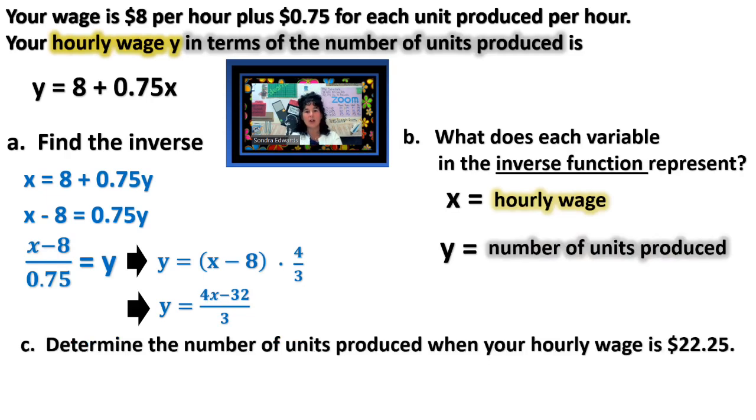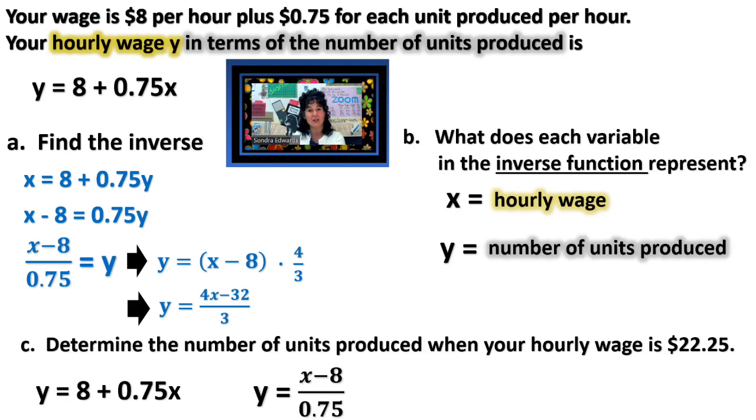Okay, so determine the number of units produced when your hourly wage is $22.25. We have a couple of options here to answer that question because we have 2 equations that we can choose from. We have the original equation and we have the inverse equation. This is going to help us to understand why I would have an inverse equation. Which one of these equations seems to be the easiest one to use? We know that the hourly wage is $22.25.